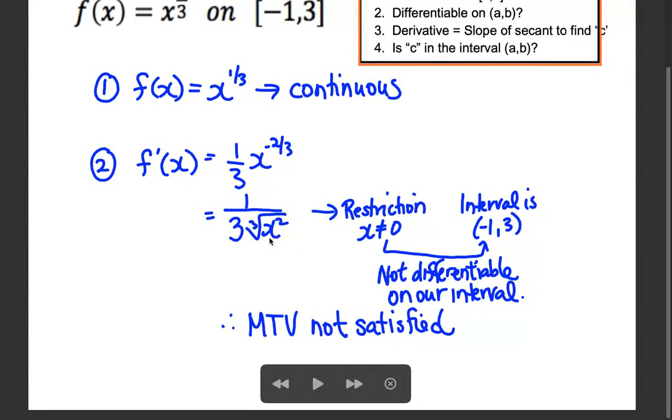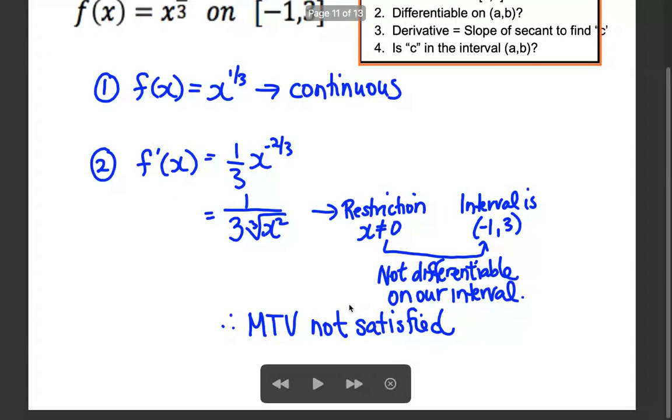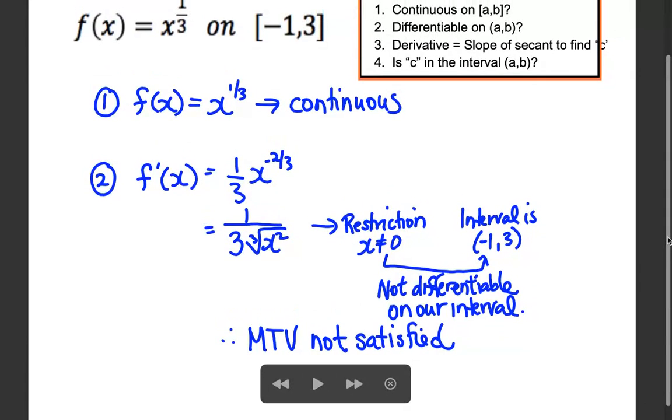So that tells me, as I suspected from the visual right here, that this function is not differentiable at the point x equals 0. And x equals 0 is on the open interval that we're looking at, -1 and 3. So even though the original function was continuous, because I can't take the derivative of it at x equals 0, it's not differentiable on our interval. The mean value theorem is not satisfied, and I just have to move on.